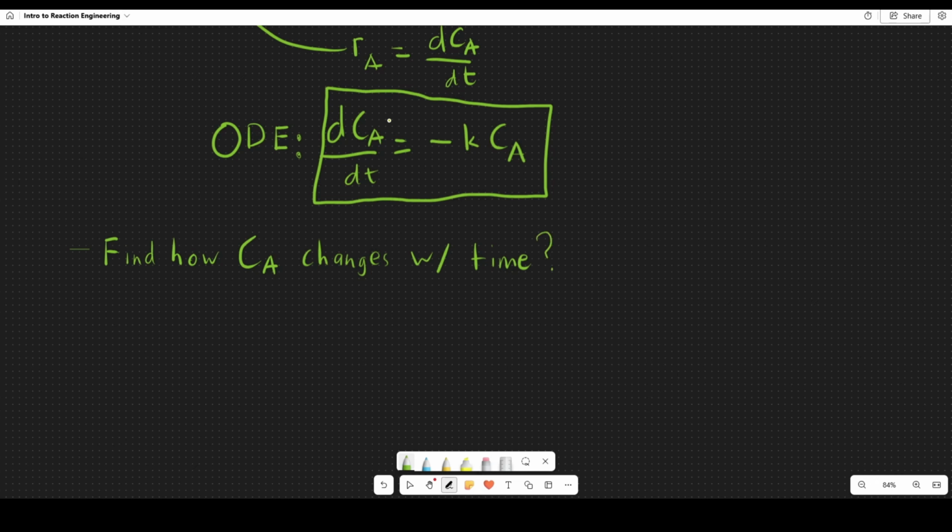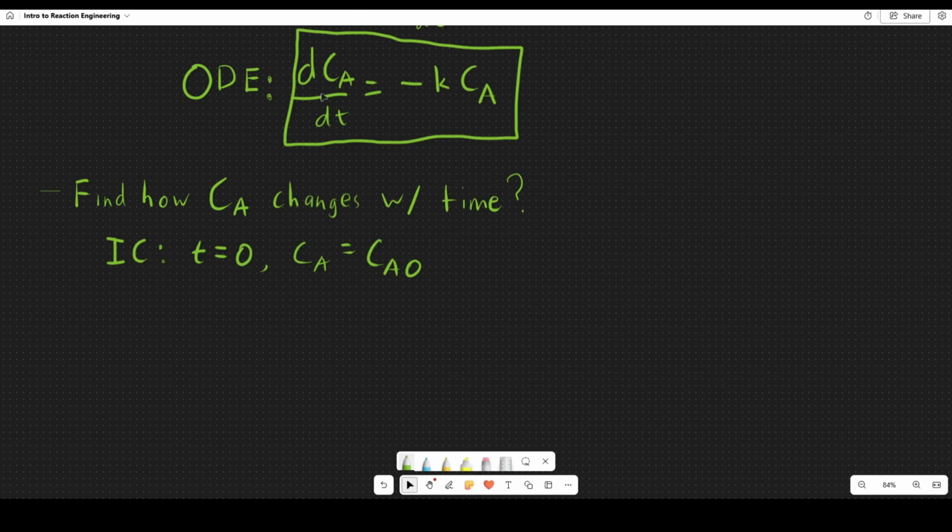Well, when it comes to differential equations, you know that you would always need an initial condition, especially when time is the variable that's relevant here. So let's say that we have an initial condition, or IC, that at time equals 0, the concentration of A is equivalent to CA naught. Now that we have our initial condition, and this is a first order, constant coefficient ODE, this is simple to solve. So now let's solve it.